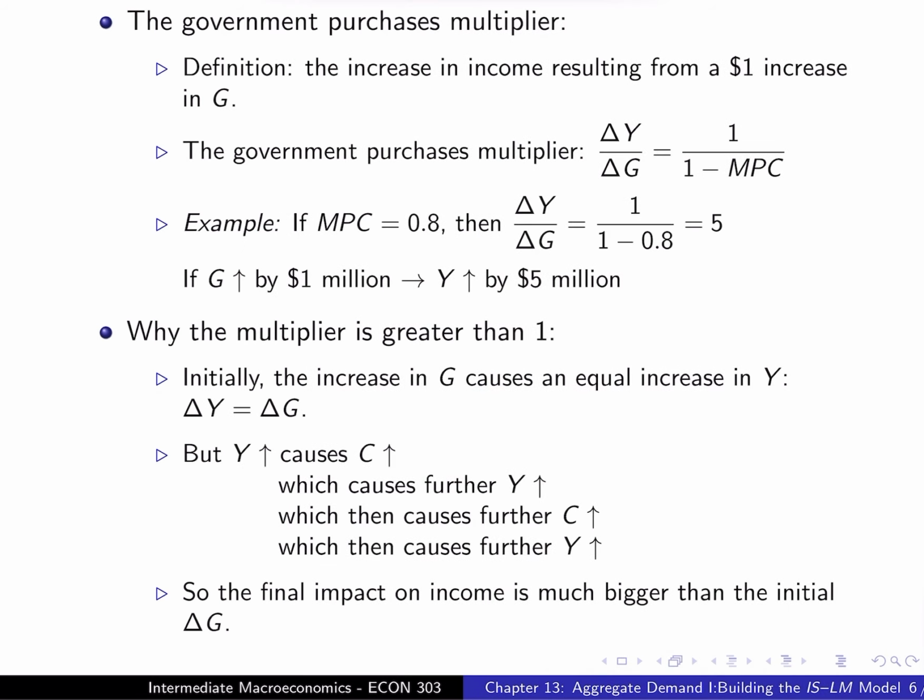Why is the multiplier greater than 1? At first, a rise in G raises Y by the same amount. Delta Y equals delta G. But then higher income Y leads to more consumption C. Y increases, causing C to increase, which causes further Y to increase, which then causes further C to increase, and so on. This chain reaction continues with each round of spending getting smaller. So the total increase in Y ends up being much larger than the original increase in G.